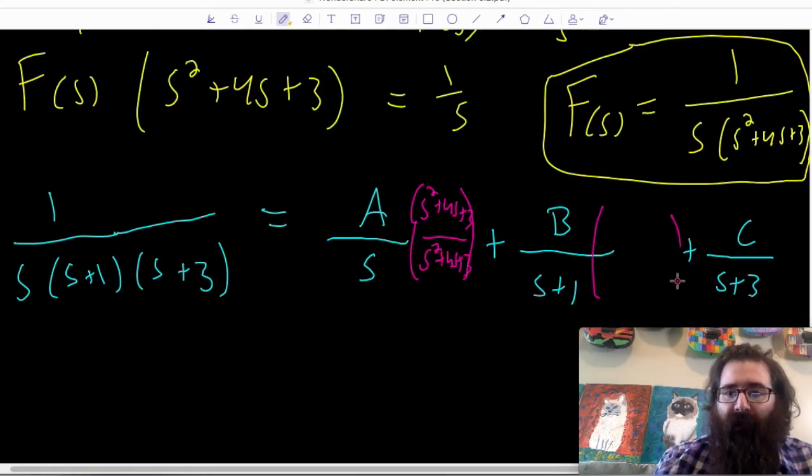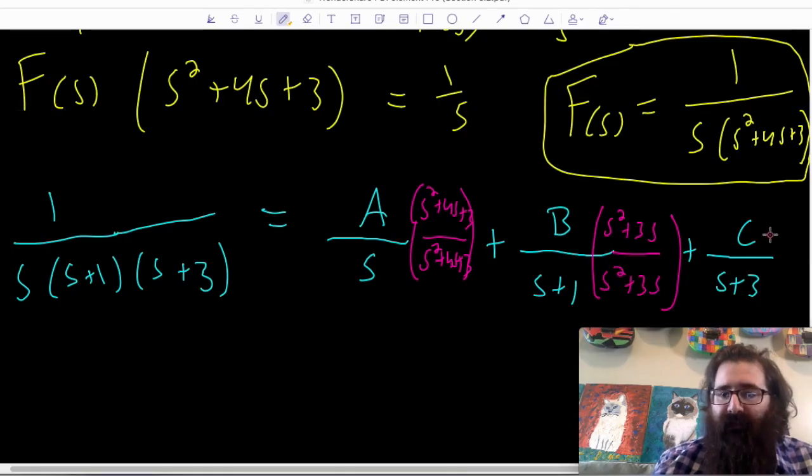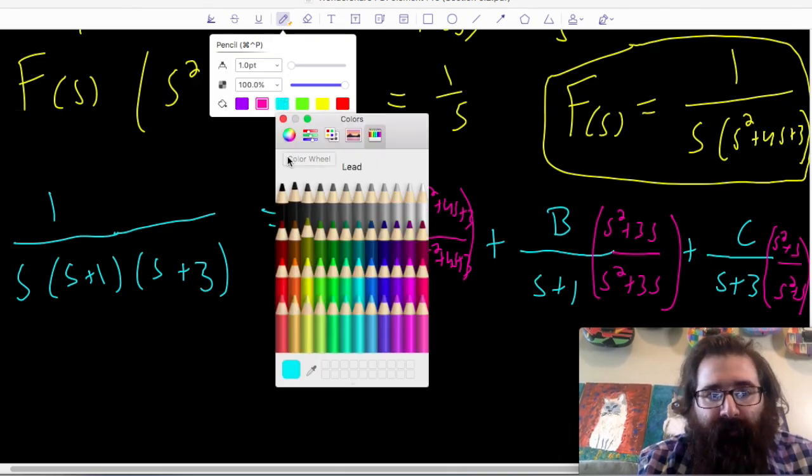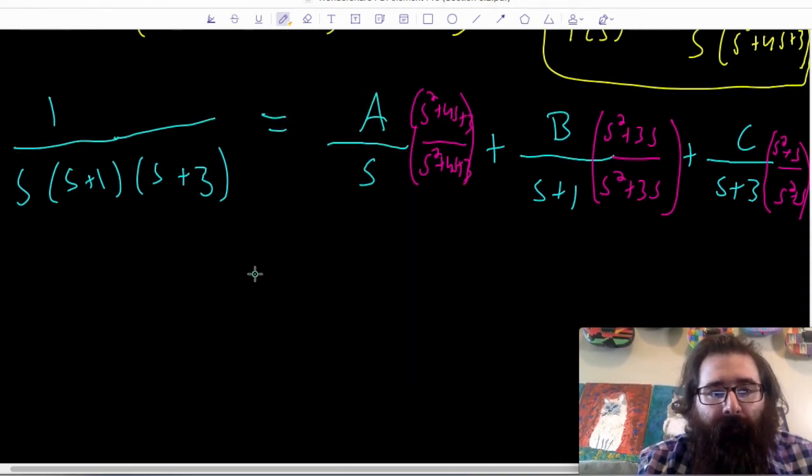What about b over s plus 1? What is that missing? It's missing s and s plus 3, or that's s squared plus 3s. What about c over s plus 3? What is that missing? Well, it's missing s and s plus 1, or if I multiply that through, that's s squared plus s. Now from here, we just focus on the numerators, since I've built back that common denominator.